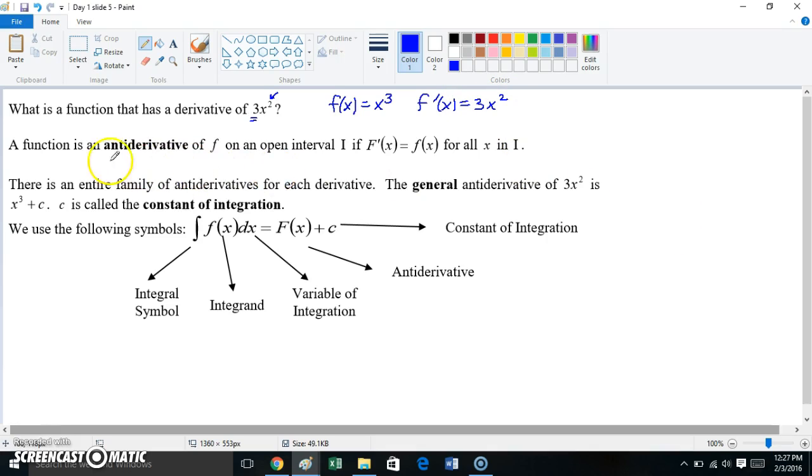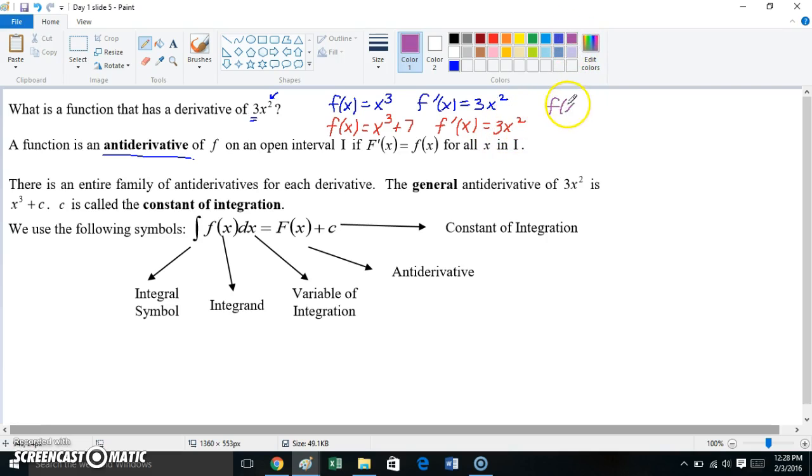Okay, a function capital F is an antiderivative, so you're undoing the derivative of a function f on an open interval I if capital F prime of x is equal to f of x for all x in the interval. So in our first examination of what is an antiderivative, we did find that there's a family of functions. For example, back to this f of x equals x cubed, my function could have been f of x equals x cubed plus 7, and the derivative would still be 3x squared.